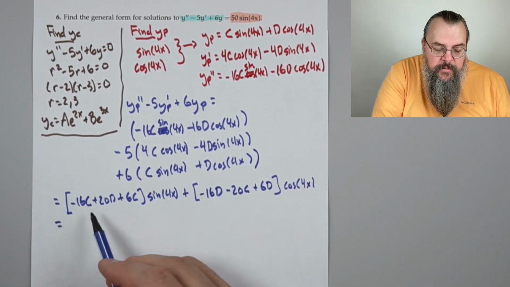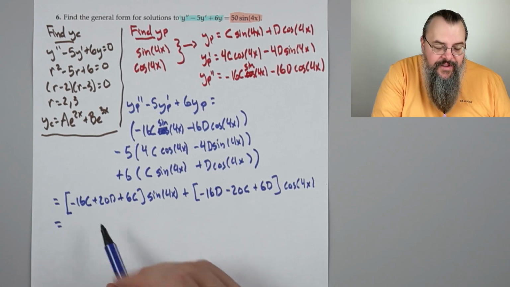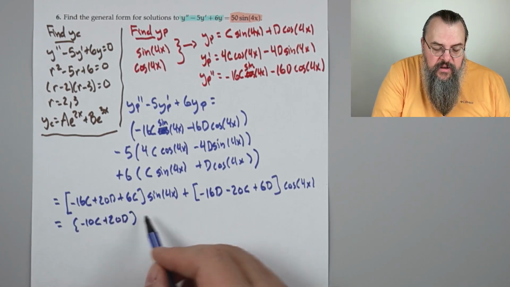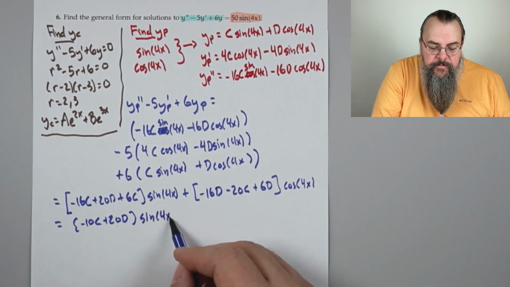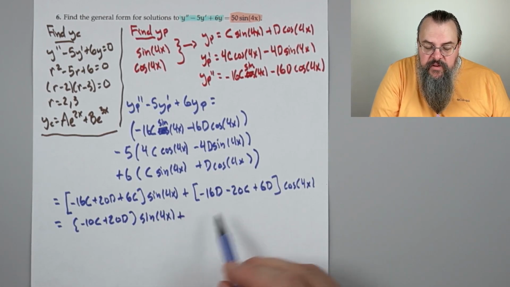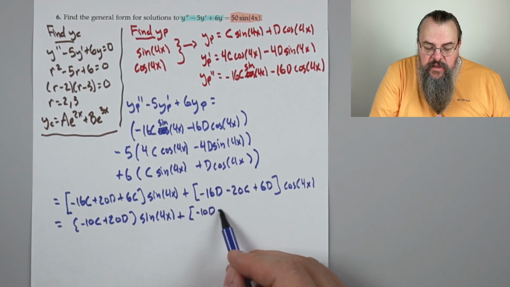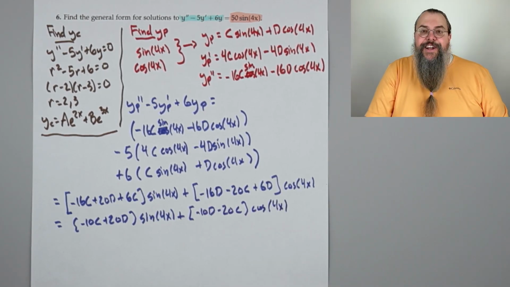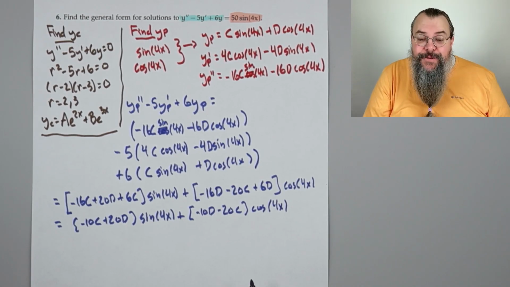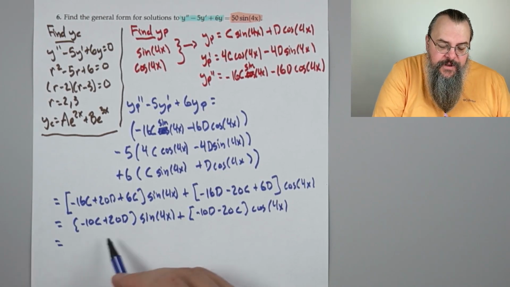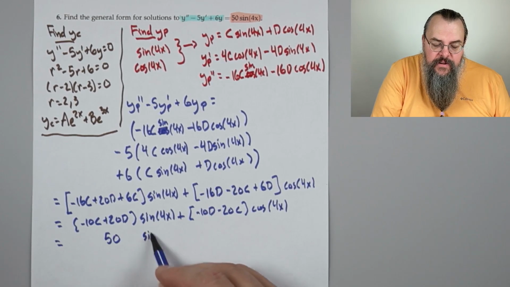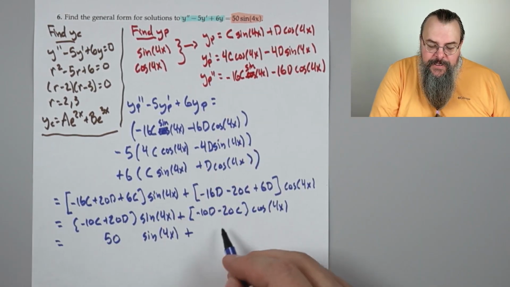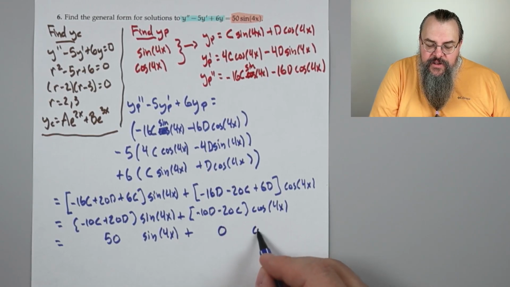Well, we can clean this up a little bit. Minus 16 plus 6, so that becomes minus 10c plus 20d sine of 4x, and minus 16 plus 6, minus 10d minus 20c cosine of 4x. All right, now what is this supposed to be equal to? This is supposed to be equal to 50 sine of 4x, but there's no cosine 4x. So that's all right, that just means 0 cosine 4x.